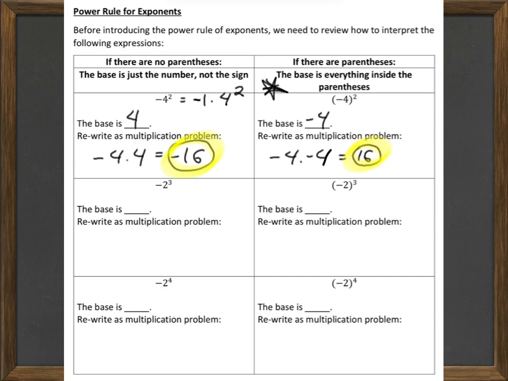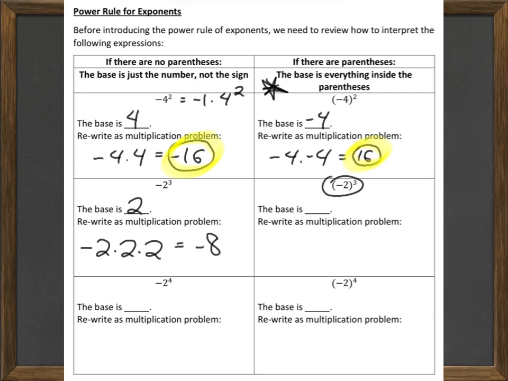All right, let's do a few examples. So now we have negative 2 to the third power. Again, this negative sign is not being raised to the third power. The base is just 2. If I rewrite it as multiplication, I only write one negative sign, and I write 2 three times. So that's going to give me negative 8.